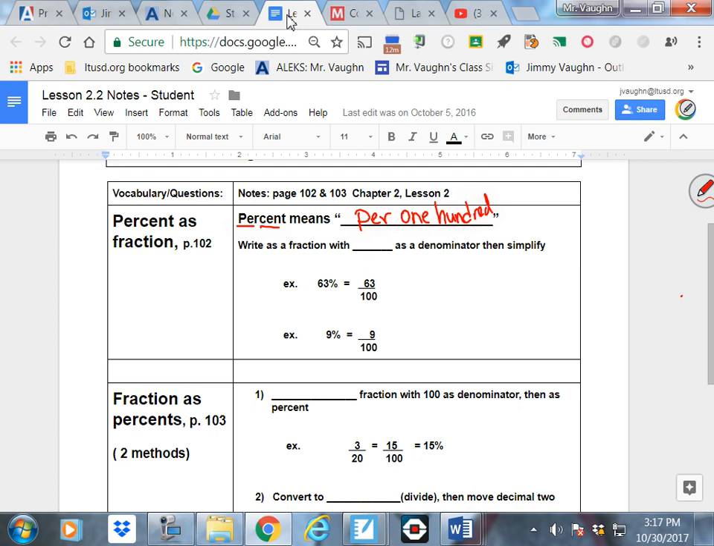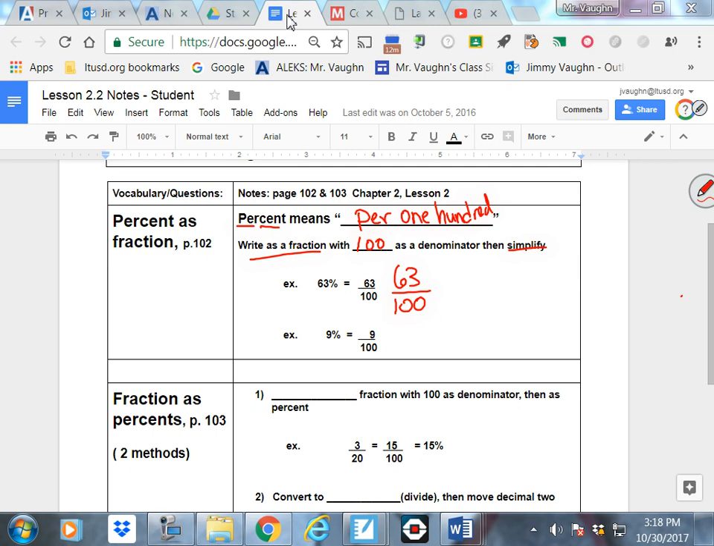So how do you get that percent into a fraction? That's what we're doing right here. Since it's out of 100, write it as a fraction with 100 as the denominator. It's as simple as that. So 63% means 63 out of 100, which you can see right here. I'll write it a little bit bigger: 63 out of 100, 63 hundredths. Then you can simplify if you are able to.